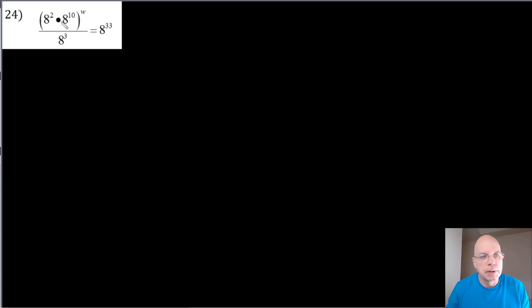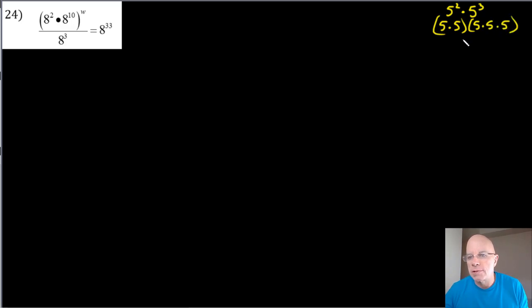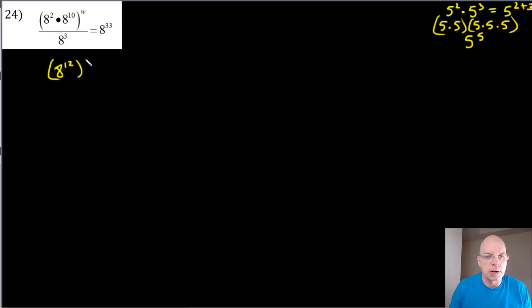So let's start by finding this product, 8 to the second multiplied by 8 to the 10th. And just remind ourselves of the law we learned when the bases are the same. So for example, if we had 5 squared multiplied by 5 cubed, we would have 5 times 5 multiplied by 5 times 5 times 5. So that's obviously the same as 5 to the 5th power. So when you have the same base number, you simply add the exponents for that reason. And so 8 squared multiplied by 8 to the 10th would be 8 to the 2 plus 10, or 8 to the 12th.